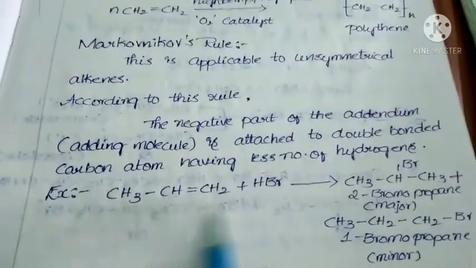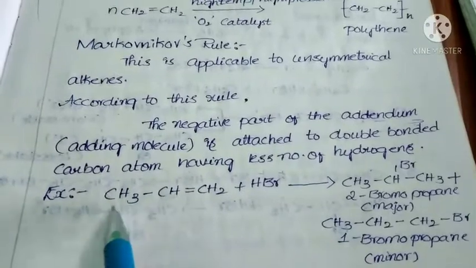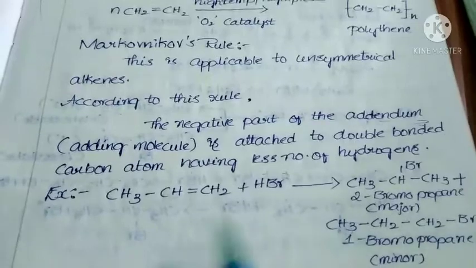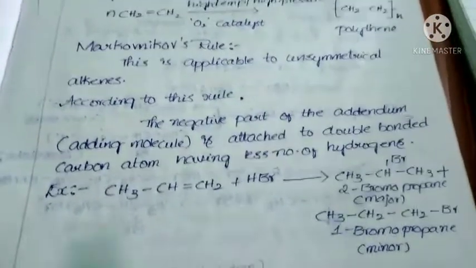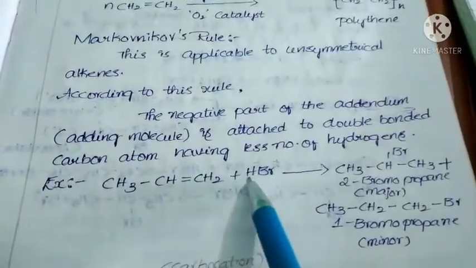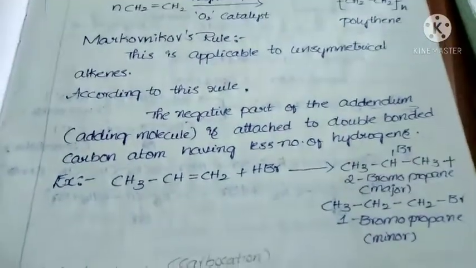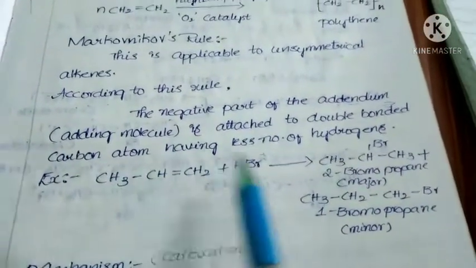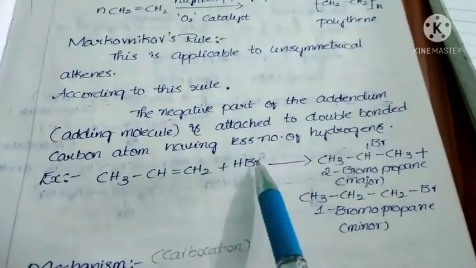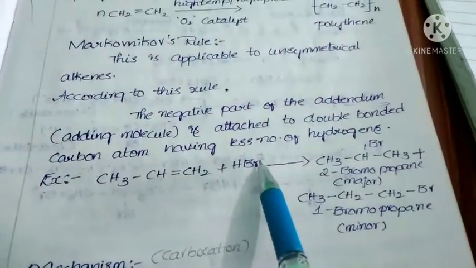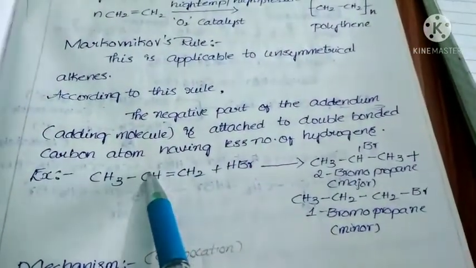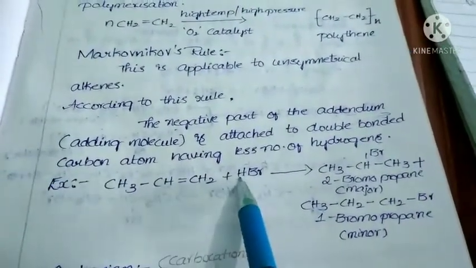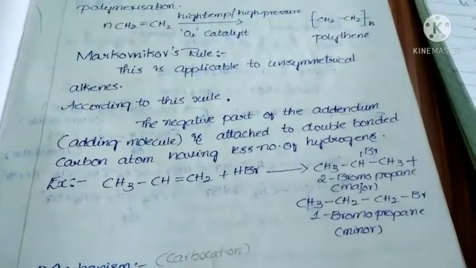See, this is an unsymmetrical alkene because this carbon has 1 hydrogen and CH3, but this carbon has 2 hydrogens. So the groups are not the same on the double bonded carbon atoms. So this comes under unsymmetrical. In this adding molecule, H plus and Br minus are present. This Br minus is the negative part. It comes and attacks the double bonded carbon atom having less number of hydrogens, that means the central carbon. Then automatically the positive part comes and attacks this carbon.